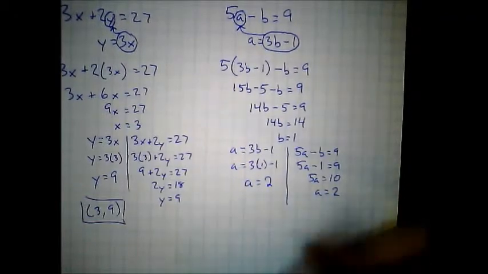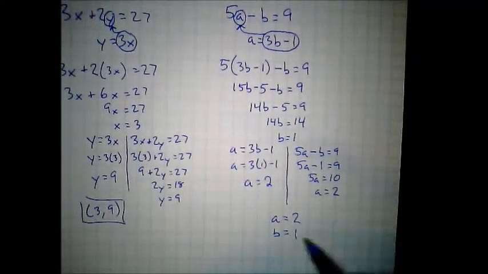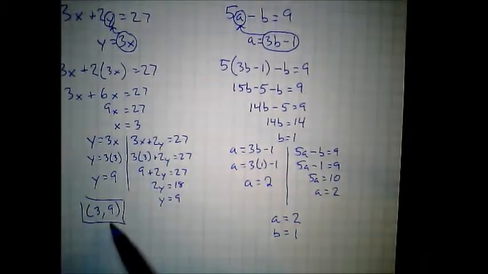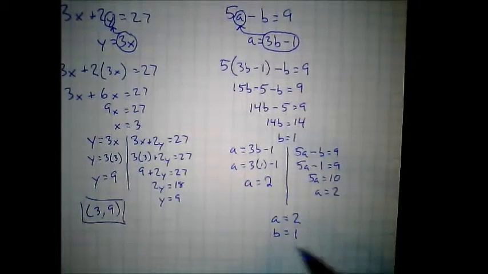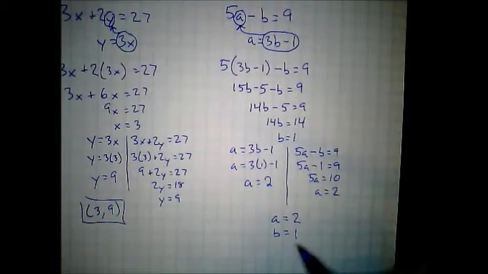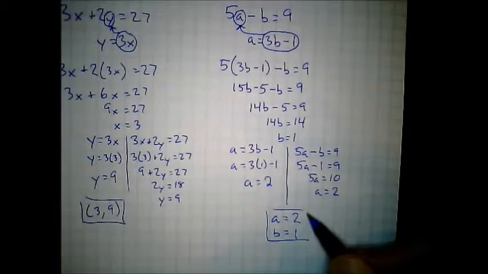Now in this part, we know a equals 2 and b equals 1. Now we write our answers a little bit different when we don't have x's and y's, because x's and y's are points to plot and our other variables aren't necessarily points to plot. So we're just going to write it as a equals 2 and b equals 1.